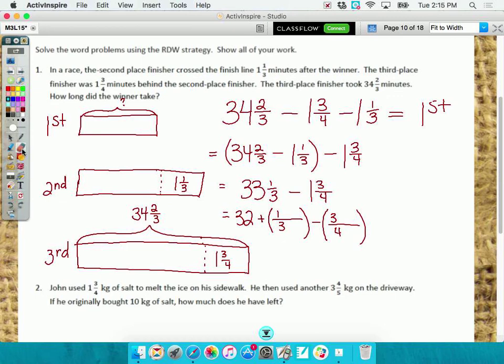So all I'm going to do, I'm going to borrow 1 from this. Okay, now it's called decomposing. We did it last week. So write down 32 and what was it? 1/3. Okay, so if I borrow 1, I'll have 31 left. What would the 1 whole be as a fraction? 3/3 plus 1/3. So I'm going to change this to 31 and what? 4/3, because 3/3 plus 1/3. Now you can subtract. What's your common denominator? 12. Make sure you subtract.